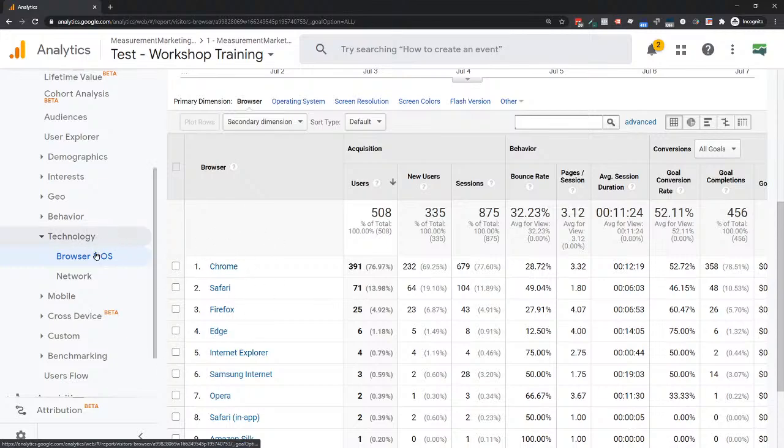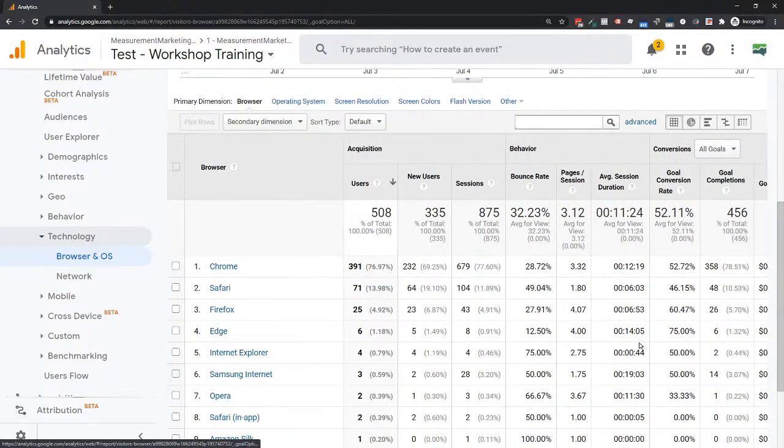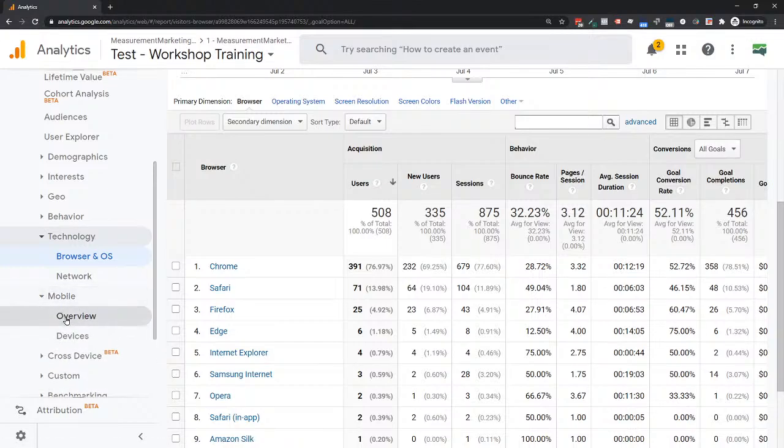So under technology, browser OS, you start learning about the tech that the users are using. Again, you can use the same thing, number of pages that they're seeing, goals that they're making it through. So you have that as well. Next up, and this is where we're going to end this particular one, is under mobile. I'm going to click on overview because I think this is the more useful report. This is a very easy way to do this.